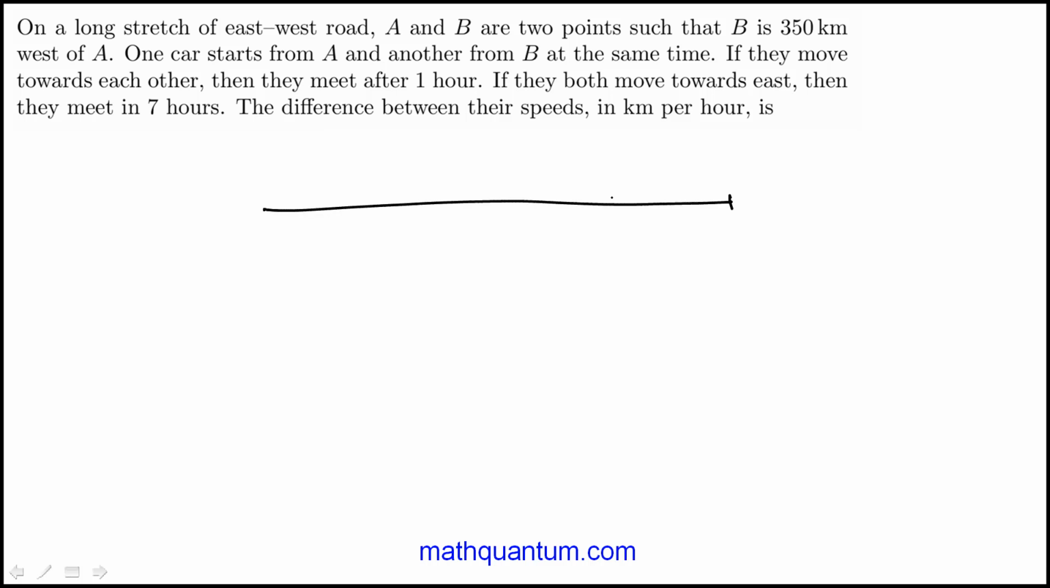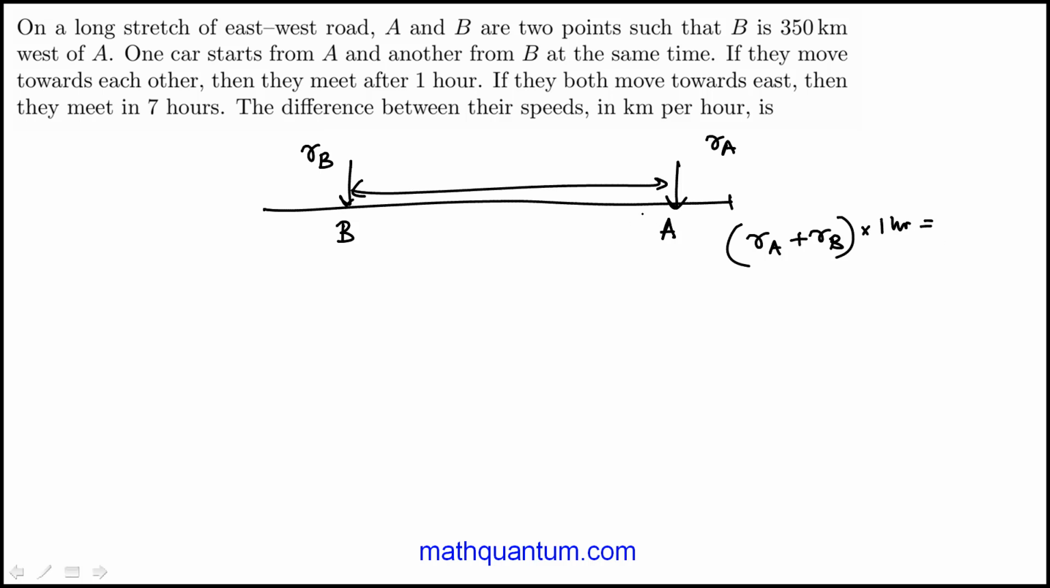So we're given these two scenarios. We have this point A and B is 350 kilometers west of A. So B is here, A is here. Now the first condition is that if they move towards each other, and I'll call their speeds R sub B and R sub A, then R sub A plus R sub B, their combined speeds, it's additive, times 1 hour is how much distance they would need to cover, which is 350 kilometers. So that's the combined rate, that's 350. So that's the first relationship.